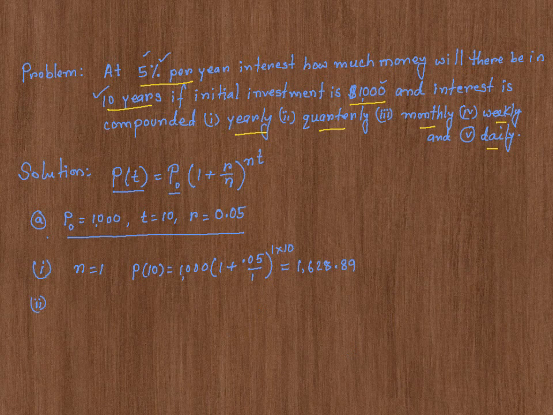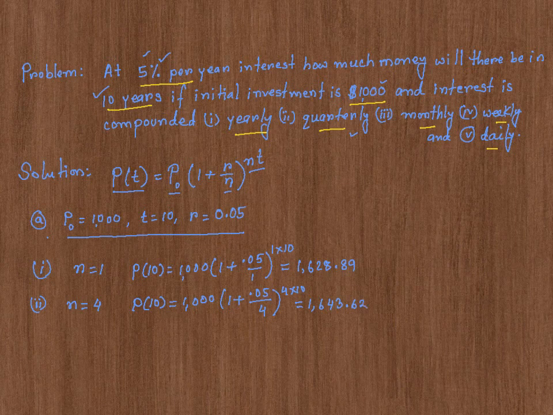Now let's do part 2. Everything is the same, but this time we are collecting interest quarterly. How many quarters are there in a year? There are 4 of them. So N is going to be 4. So your P of 10 in this context is going to be 1,000 times 1 plus 0.05 over N, now my N is 4, and N times T is going to be 4 times 10. And we get 1643.62. I'm rounding it to the second digit.